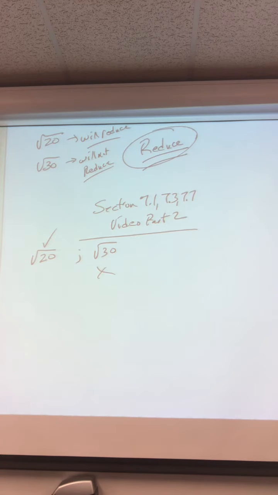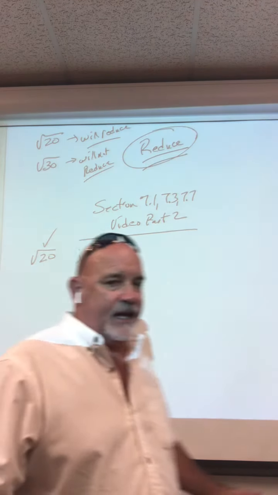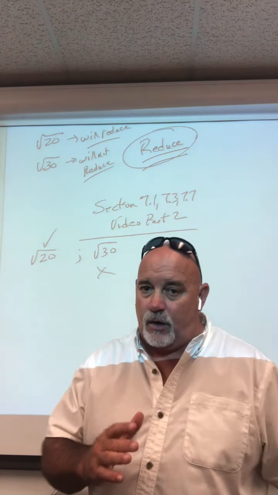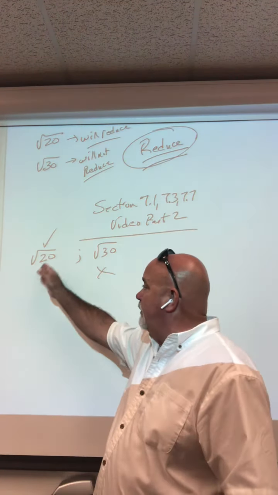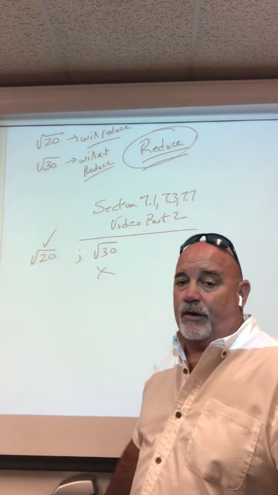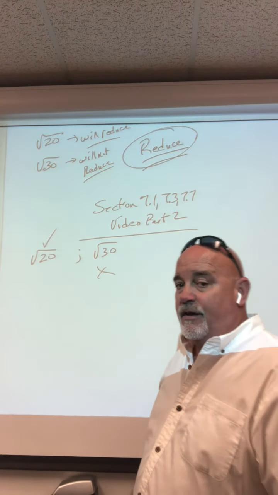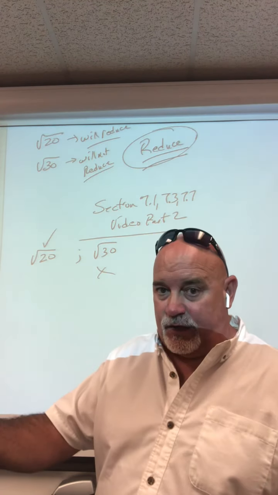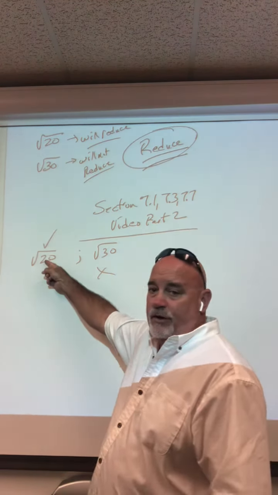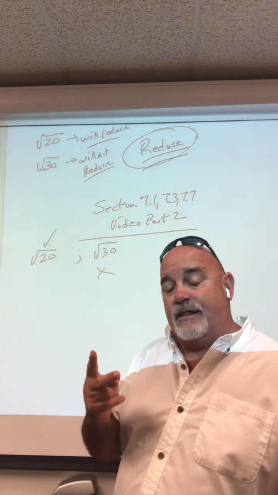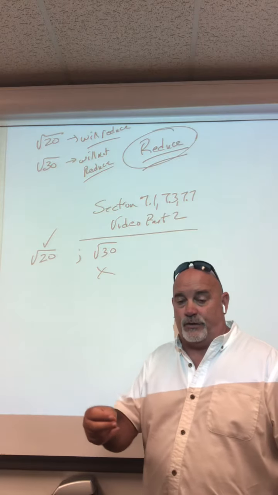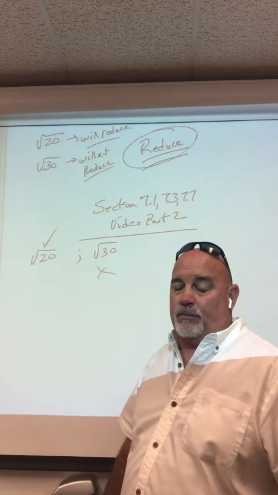Now, neither one of them are whole numbers. I can't get the square root of 20. It's not a whole number. I can't get the square root of 30. It's not a whole number. But we can reduce square root of 20, but we cannot reduce square root of 30. So I need to do two things. First of all, I need to show you how do we know it can be reduced. What makes this one reducible and not this one? And then the second thing I need to do is show you how do you reduce it for these problems.